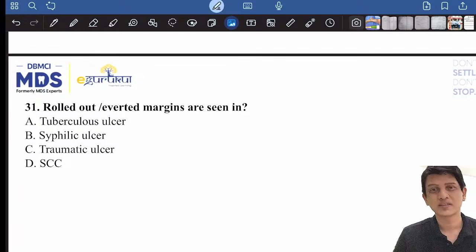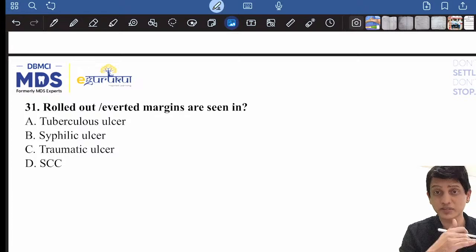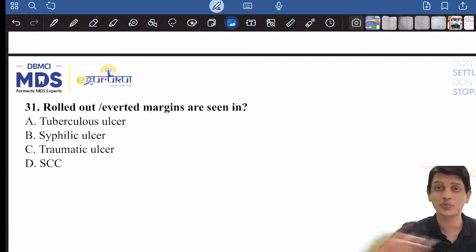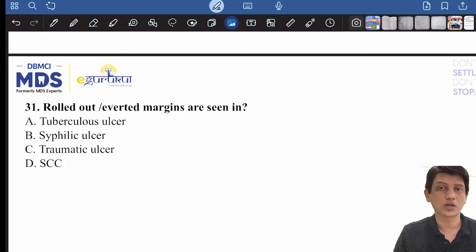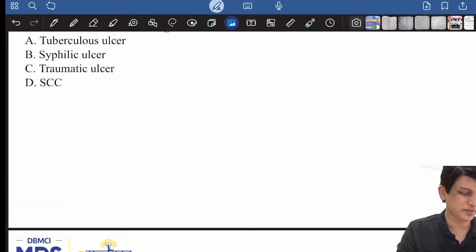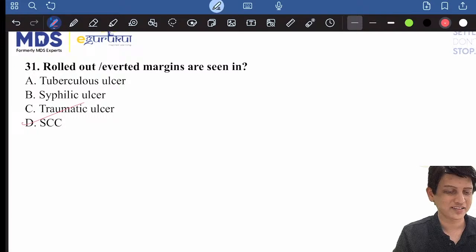You see, I told you the same type of questions are repeating. Rolled out or averted margins are seen in. This is a 2016 question. This is actually repeated 2-3 times in consecutive years, 16, 17, 18, the same question was repeated, but I have not included it that way. Rolled out or averted edges are seen in tuberculosis, syphilis, traumatic, or SCC. Right? All are right. Good. Very good. So this is all becoming very easy for you.